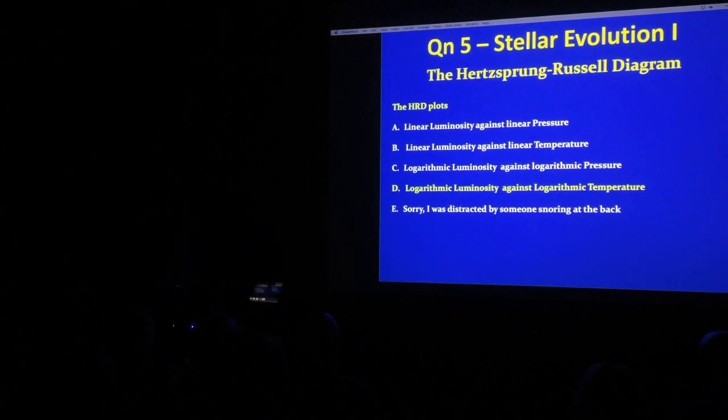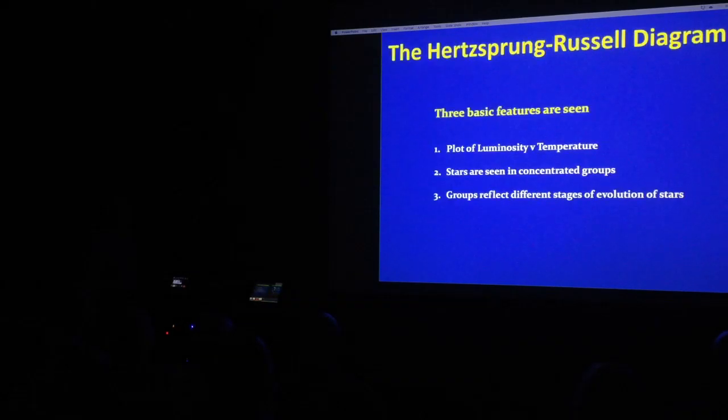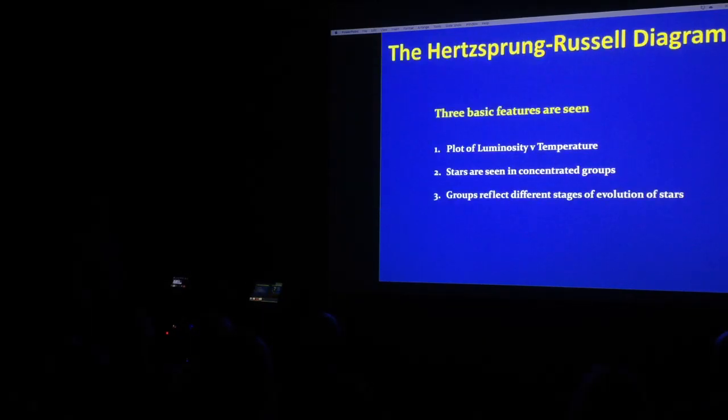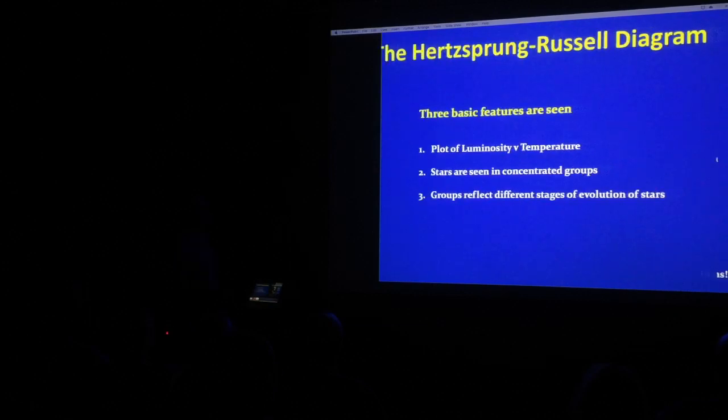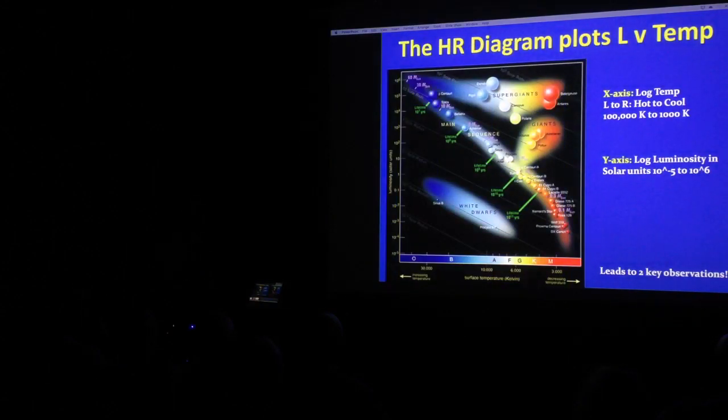Sweet nothing. So let's have a look at the Hertzsprung-Russell diagram. Three basic features are seen. It's luminosity versus temperature in logarithmic fashion. Stars are seen in concentrated groups, and from there you can determine what evolutionary stage of the star is. So that's your take-home message, but let's have a closer look. That's what it looks like.